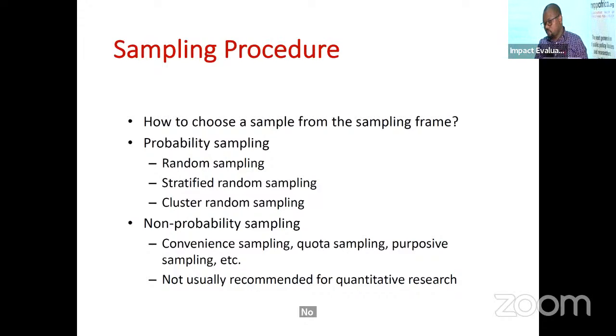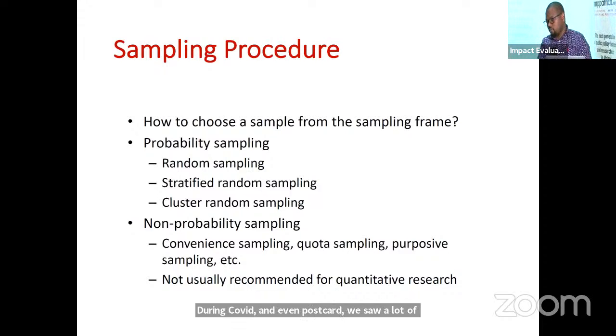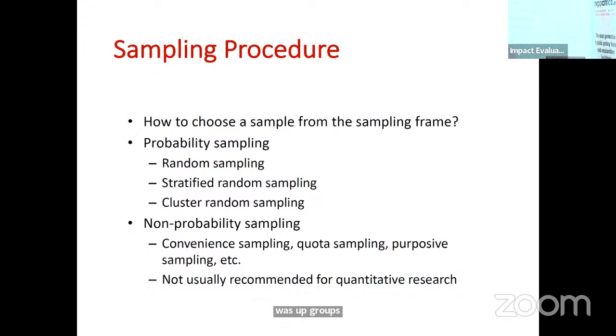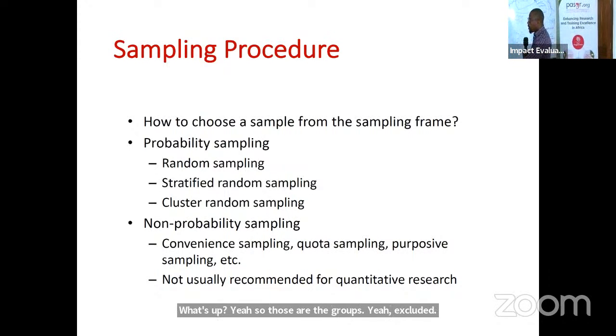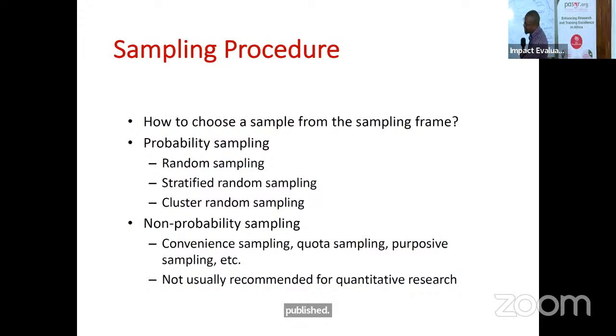Now, during COVID and even post-COVID, we saw a lot of situations whereby people were drawing sampling frames from WhatsApp groups. So those who are not in the groups are excluded. Now, how valid are those studies? Some of them were published in high places. For example, if you want to get some views from lecturers, you target their WhatsApp groups. How valid are such sampling frames?